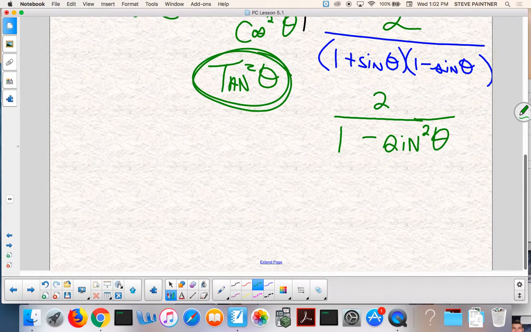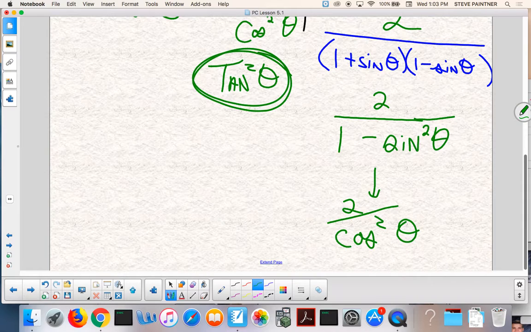1 minus sine squared is cosine squared, isn't it? Keep going. 2 over cosine squared. Looks good. Except you really don't want to leave your answer. I know I have one trig function, but don't leave it as a fraction. Think of your reciprocal functions. Secant squared over 2. I knew you were going to do that.